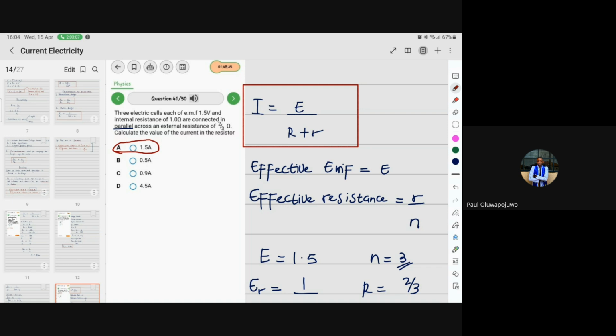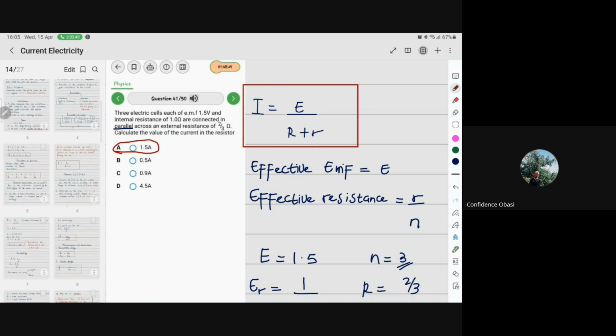Effective EMF, you have 3 cells. Remember what I told you? That a group of cells is called a battery. Now, if you have 3 cells and the cells are in parallel, the one that is effective, more like your R total, your E total, is going to just be what? That value, 1.5 V. Do you get the point now? So for parallel, the effective EMF is just for one of them. So one of them, that will be your E. Let me make that statement very well for you right there.